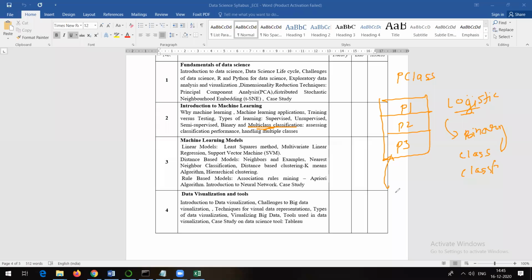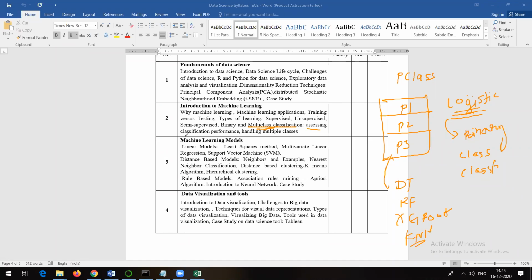For this type of problems, we make use of other algorithms that can be used for classification other than logistic regression. For example, there is a decision tree, there is a random forest, there is XGBoost, and so on, right? And yes, KNN is the best algorithm many times. So these are the algorithms which can be used for multi-class classification.